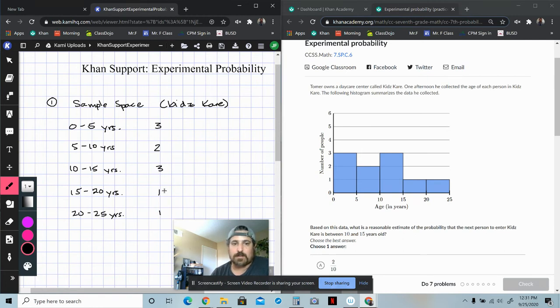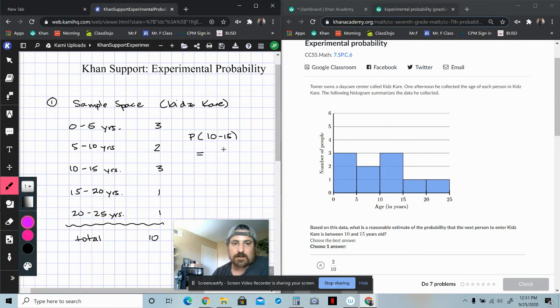So these are all the people that are at Kids Care currently that we've collected data on. So this would be the total of how many total people. 3 plus 2 is 5, plus 3 is going to be 8, plus 2 more is 10. So there are 10 people at Kids Care currently. And they're asking you, based on this information, what's the likelihood that the next person who comes to Kids Care is going to be between 10 and 15 years old? So probability of 10 to 15. What is that going to be? And we have no model to look at, right, except for this data. So we're going to look at this data that already happened and use that.